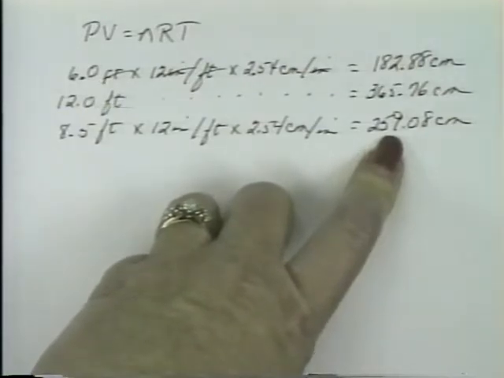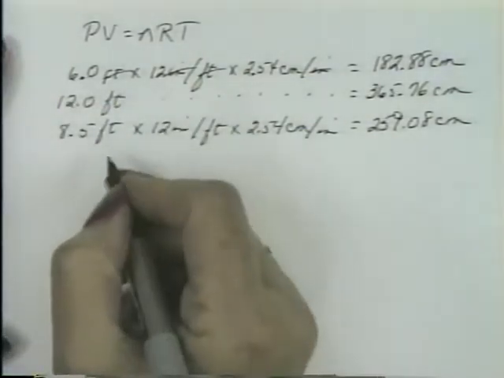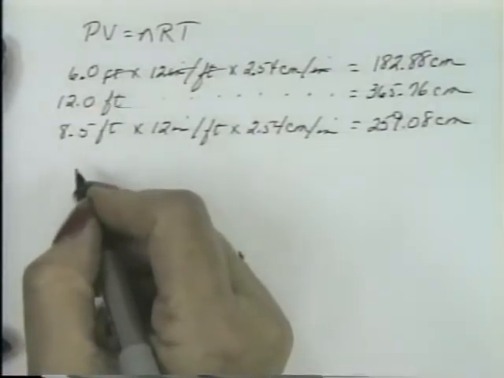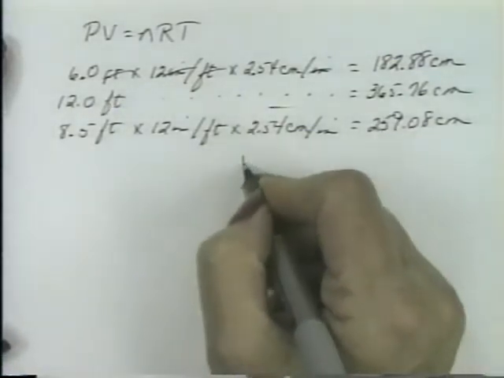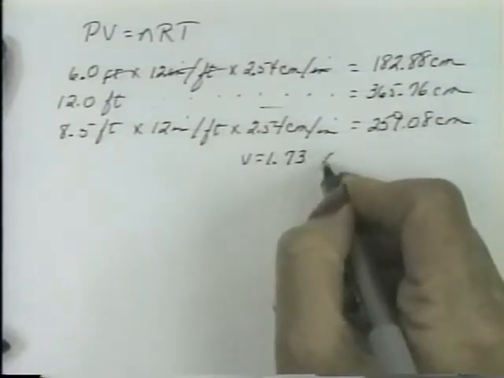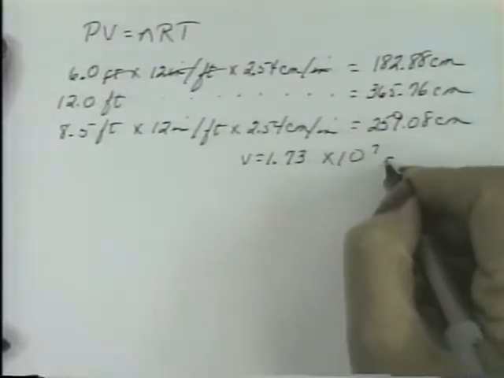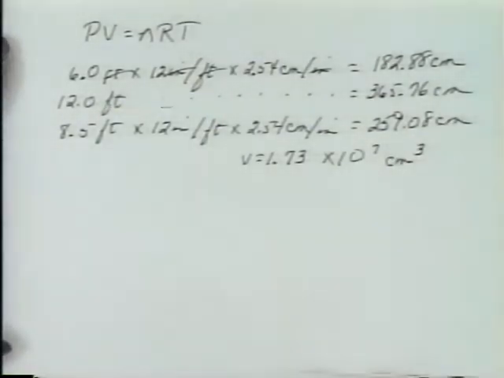So 365.76, we multiply that by 182.88, and then by 259.08. I get that the volume of this container is going to be large. The volume is 1.73 times 10 to the 7th cubic centimeters.